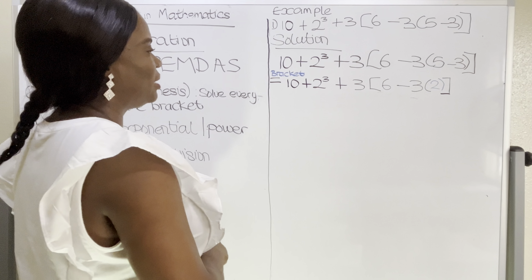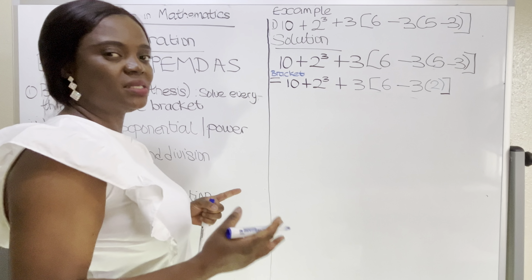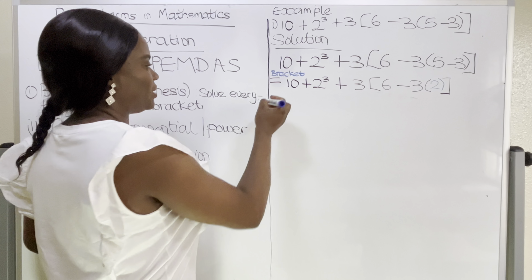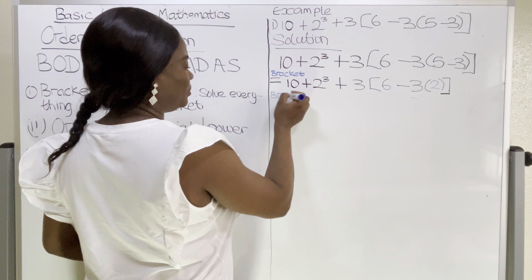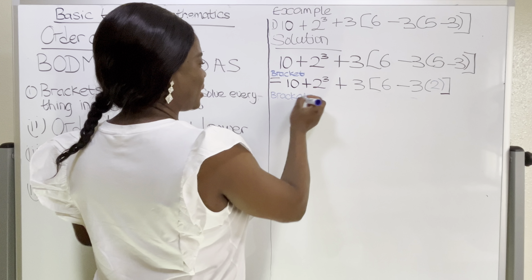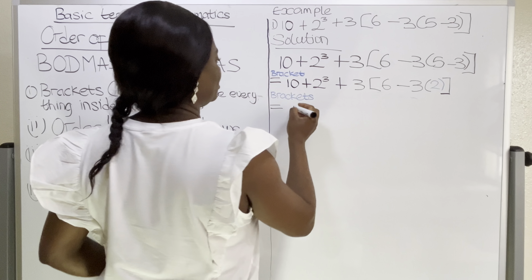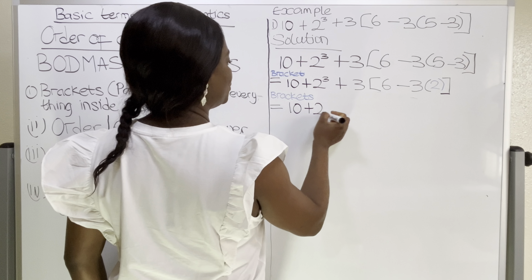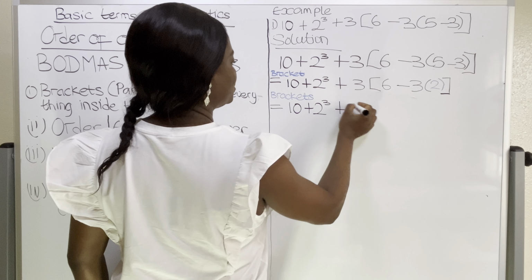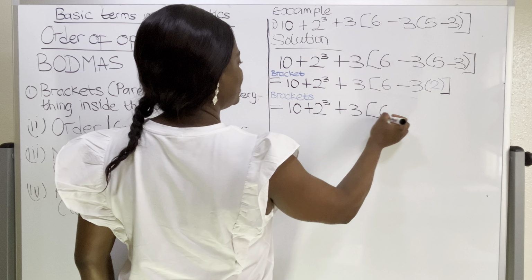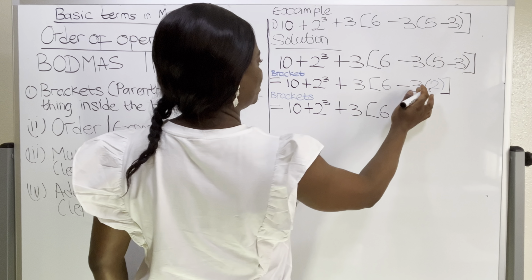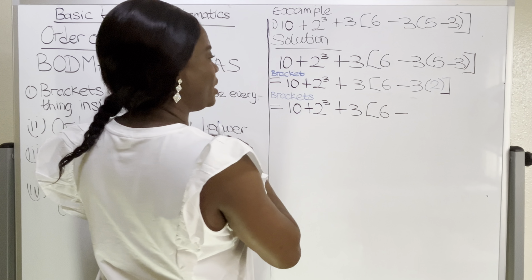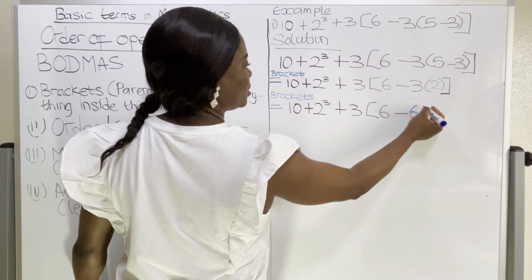Now, we can see we still have brackets. We are still going to solve the brackets. 10 plus 2 power 3 plus 3 inside the bracket 6 minus 3 times 2, we have 6.